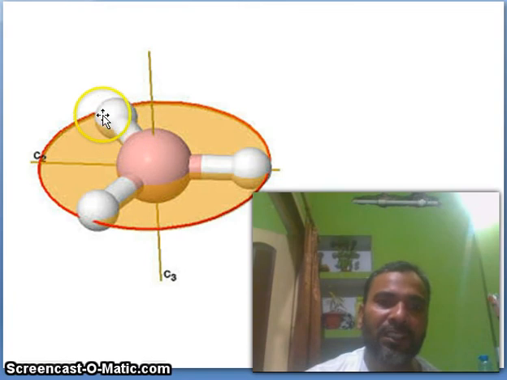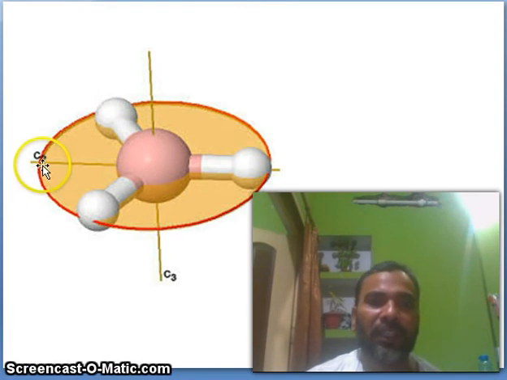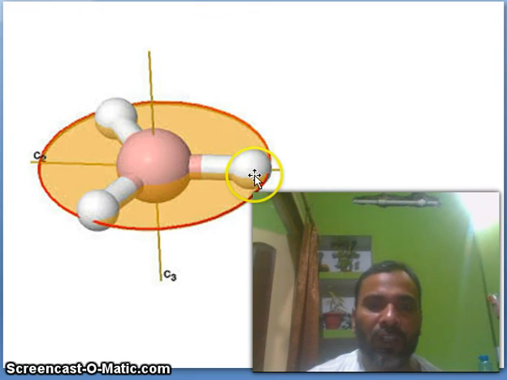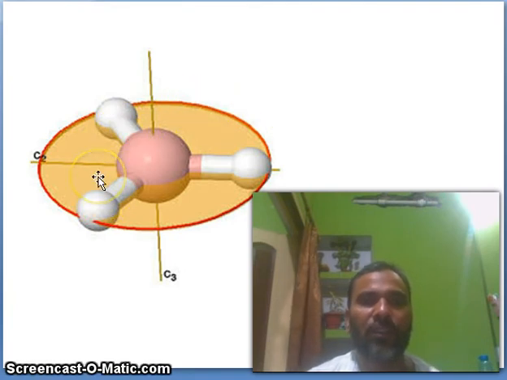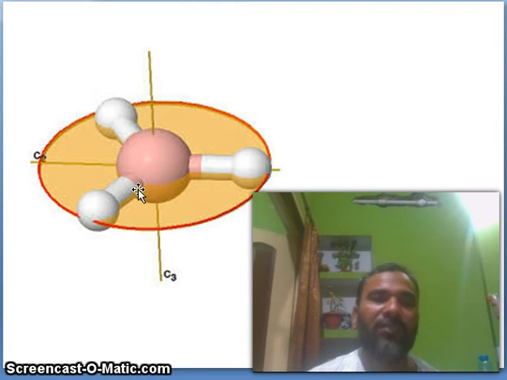Just imagine if it is fluorine and hydrogens, then through this bond, if you pass an axis and rotate it 180 degrees, then you will get a different structure. Again through this and through this. So you have 3 C2 and 1 C3. The C3 is perpendicular to the C2 axes of rotation in the case of BF3.